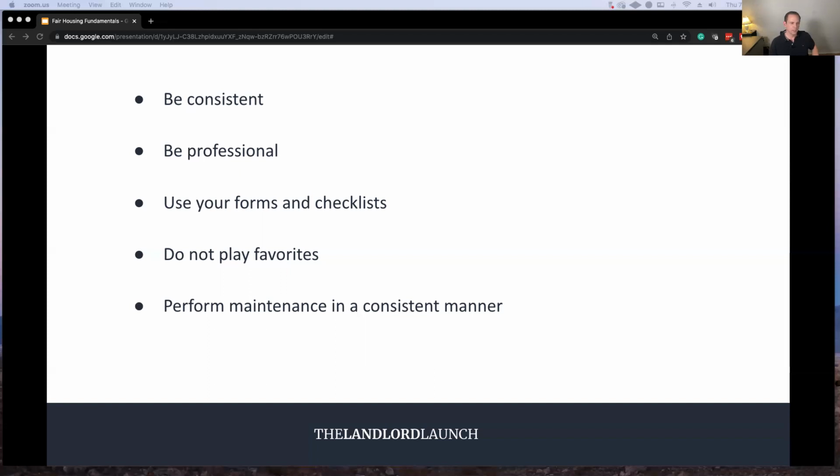Again, if you are in a multifamily type setting, don't play favorites, don't have favorite tenants, don't gossip, don't talk to them, don't give another tenant the perception that somebody's getting favorable treatment over them. Perform that maintenance in a consistent manner, have your policies, follow them, be consistent.